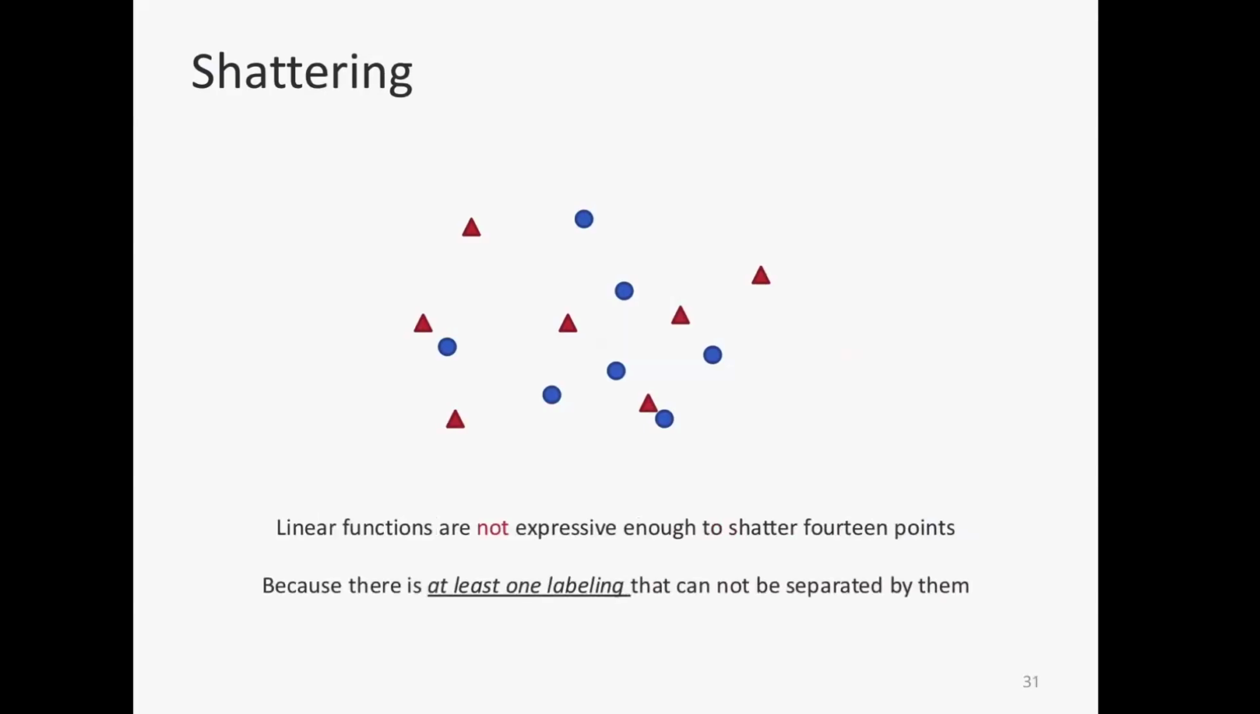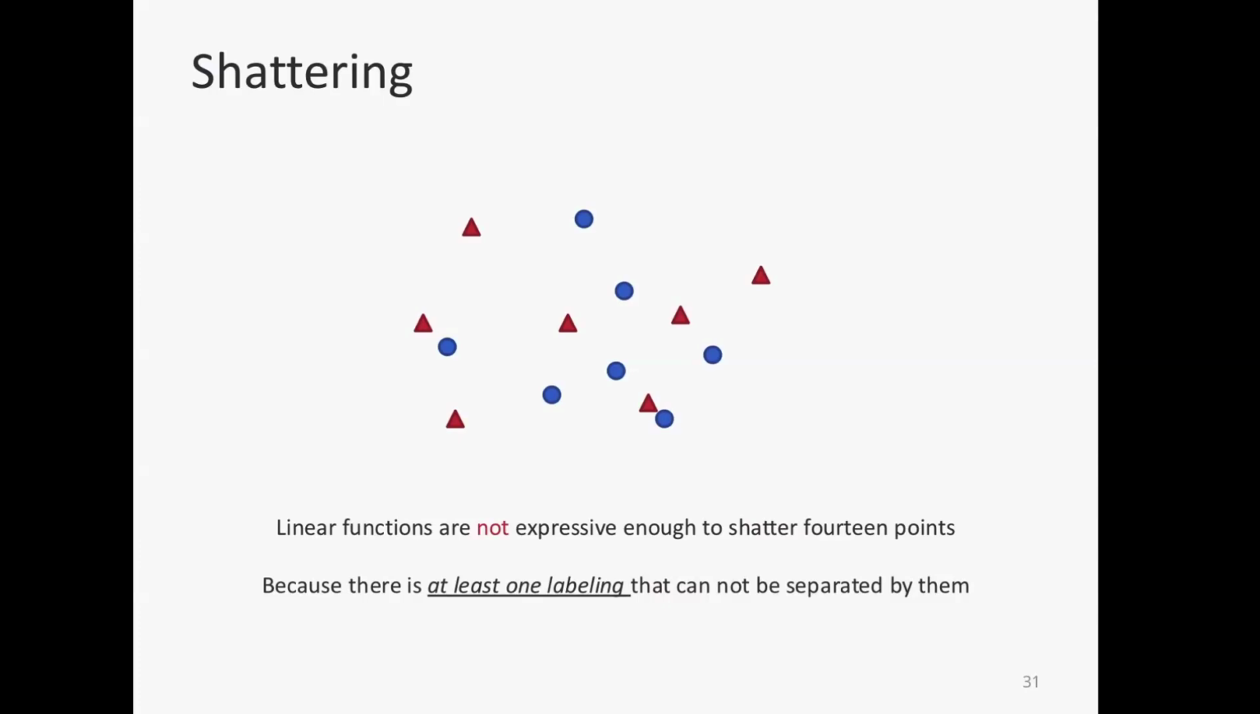So there's at least one labeling that cannot be matched by any linear classifier in 2 dimensions. Then we say linear classifiers are not expressive enough to shatter this set of 14 points. All we need is one labeling that cannot be matched.